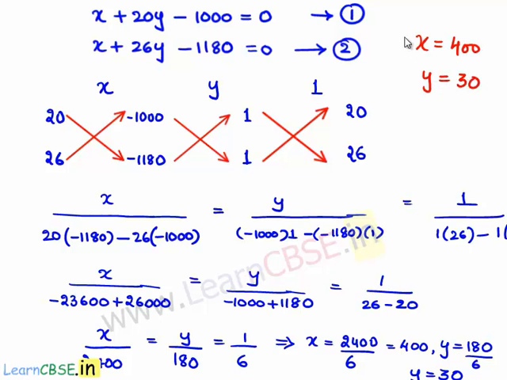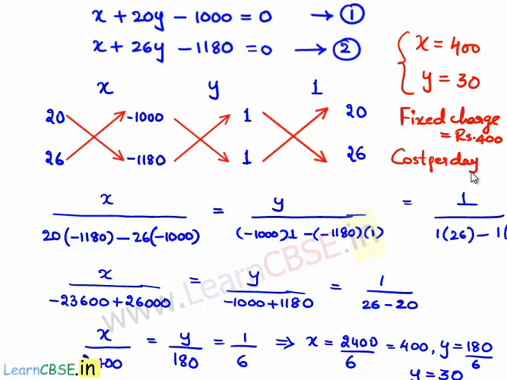So these are the required solutions of the given problem, that is x is nothing but the fixed charge, which is rupees 400, and the cost per day is equal to 30 rupees.